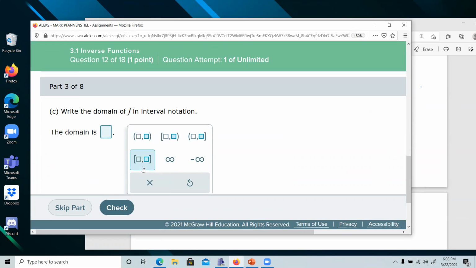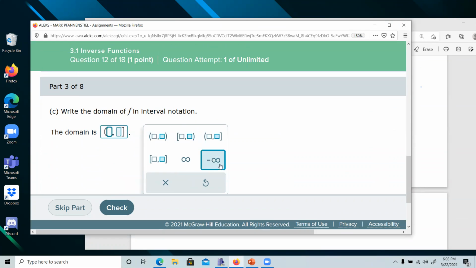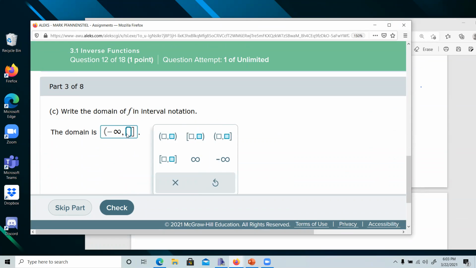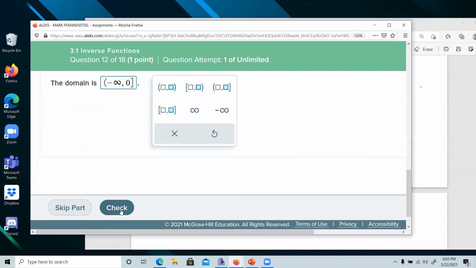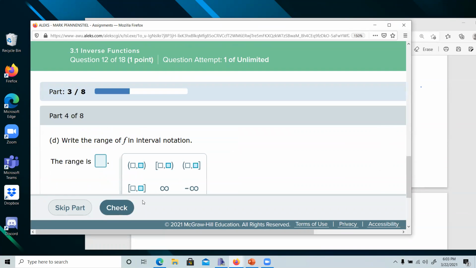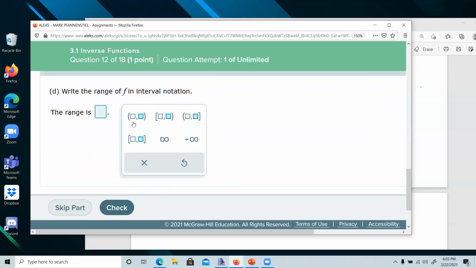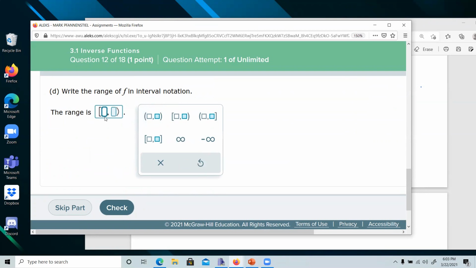Domain is negative infinity up to 0. Yeah, okay. And the range is going to be 2 off to infinity.